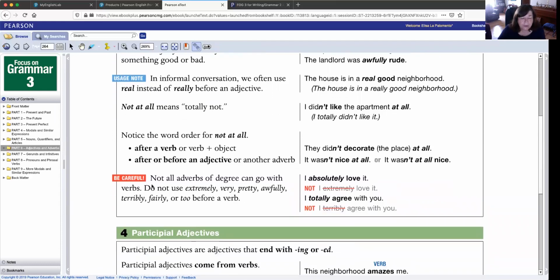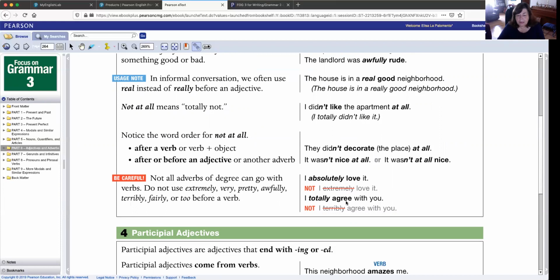It says, be careful, not all adverbs of degree can go with verbs. Do not use extremely, very, pretty, awfully, terribly, fairly, or too before a verb. I absolutely love it. You can use the word absolutely before a verb. Love is a verb, but you cannot say I extremely love it. You cannot say I very love it. I pretty love it. Okay, you can't use any of these words before a verb.